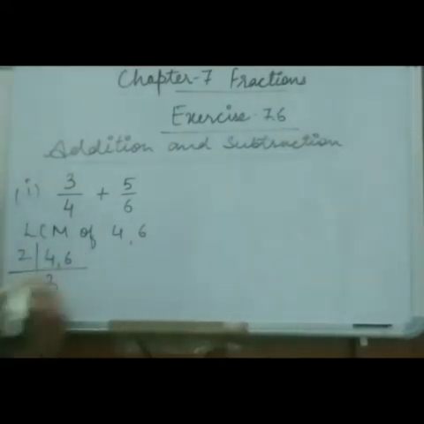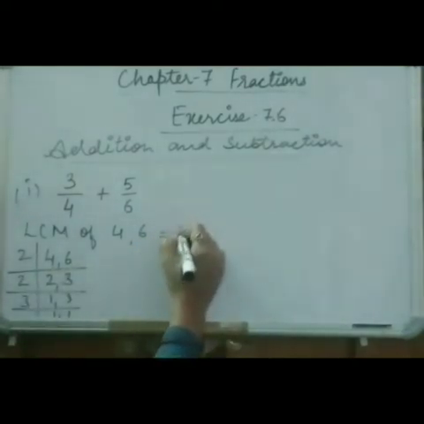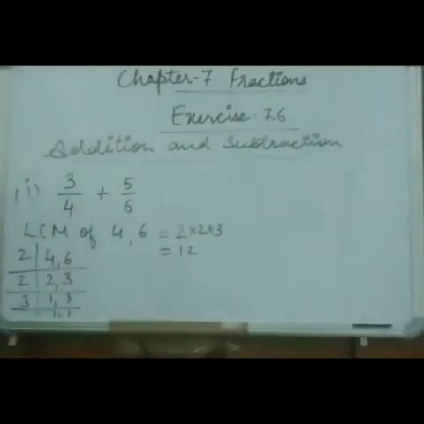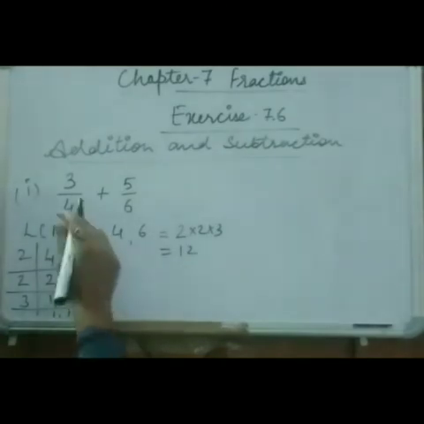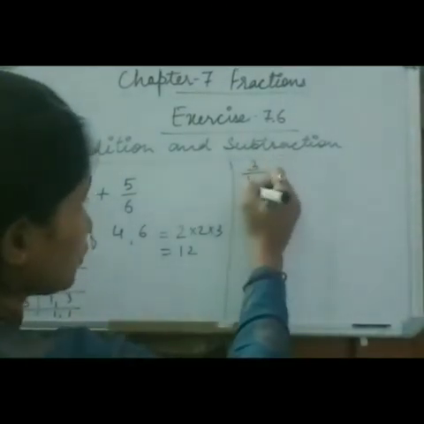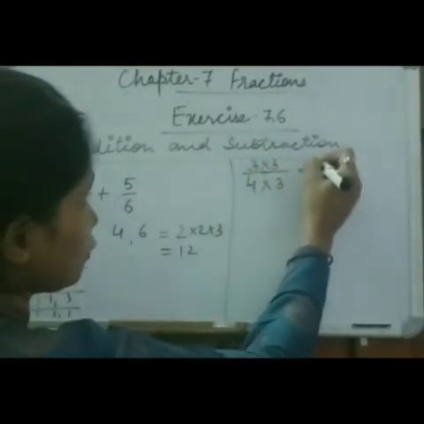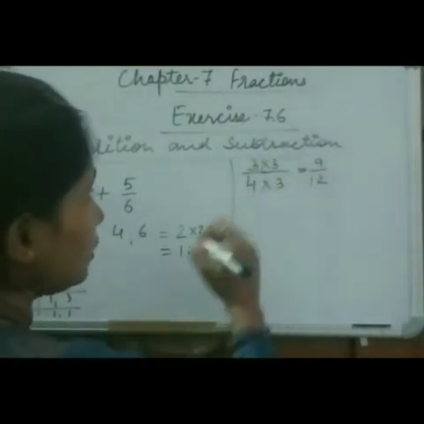2 2s are 4, 2 3s are 6, 2 1s are 2, 3 will remain same, 3 1s are 3. So the LCM of this one is 2 into 2 into 3, that is 4 3s are 12. So we will make this one also 12 and this one also 12. To make 3 by 4 as 12, this 4 we will make 12 how? By multiplying it with 3. So 3 3s are 9 and 4 3s are 12.